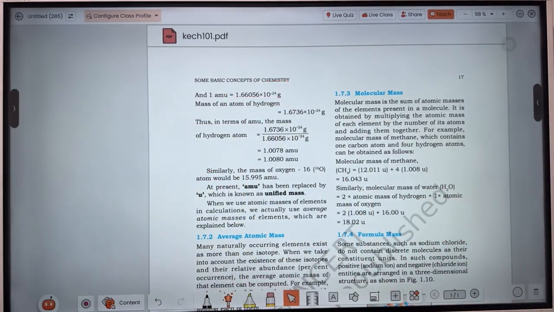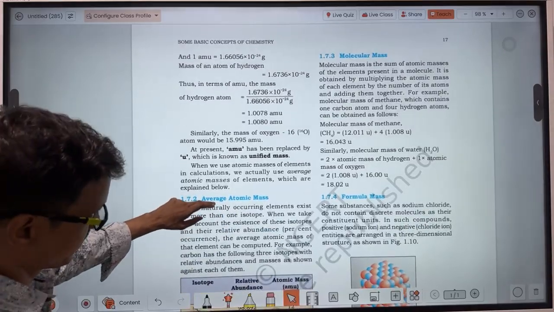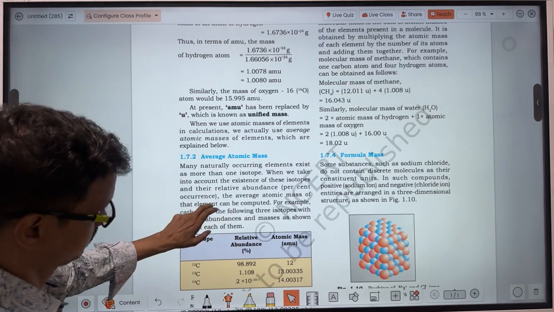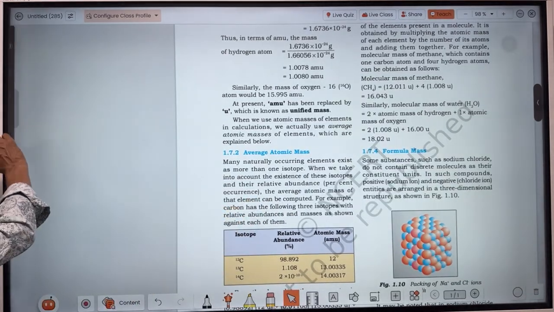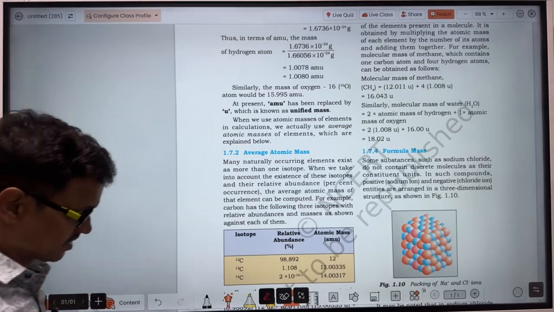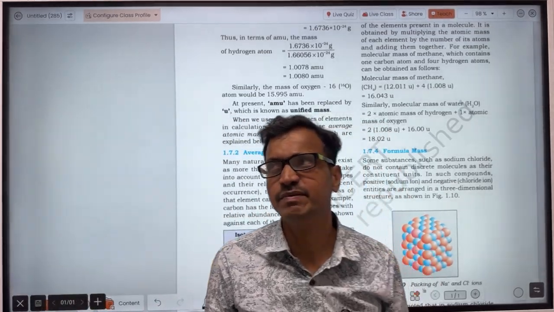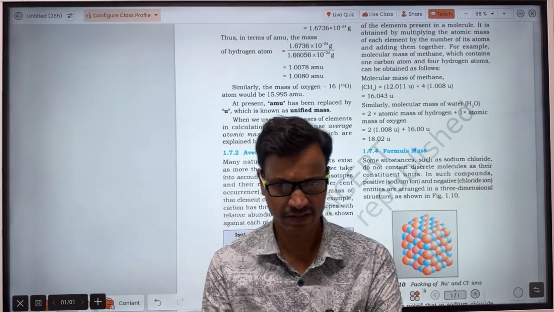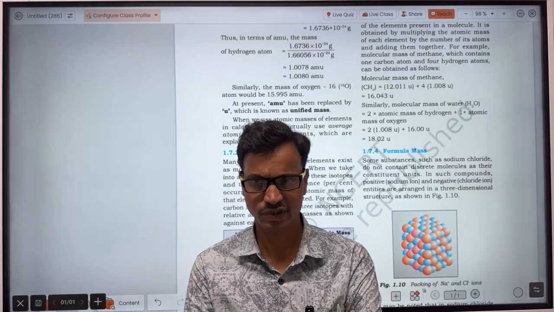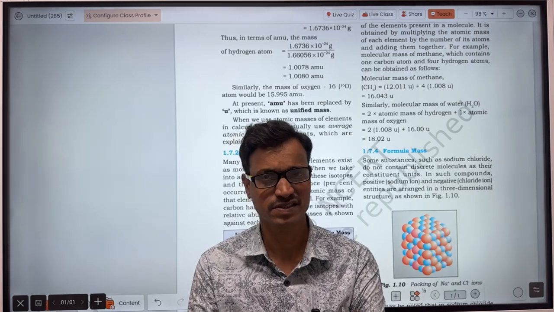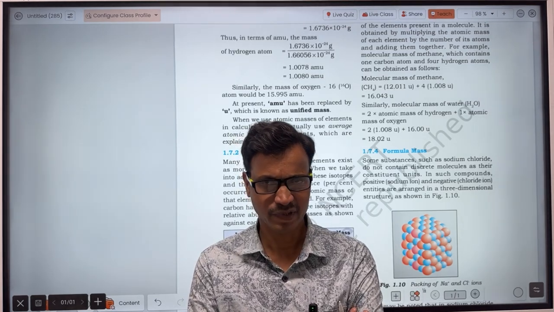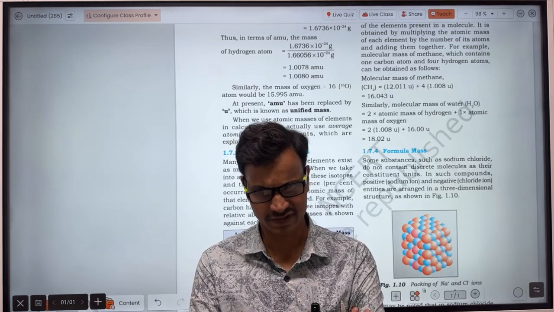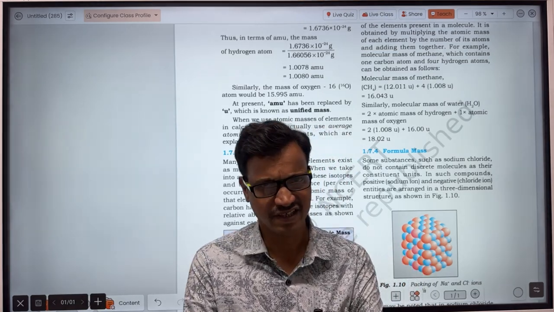Now, average atomic mass. What is average atomic mass, and how to calculate it? Any element exists in different isotopic forms. What is an isotope? When two atoms have the same atomic number but different mass numbers, they are called isotopes. So the atomic number is the same, and the mass number is different.